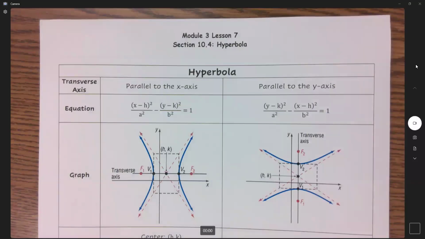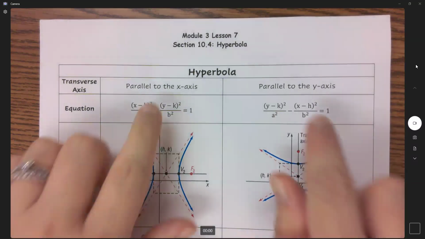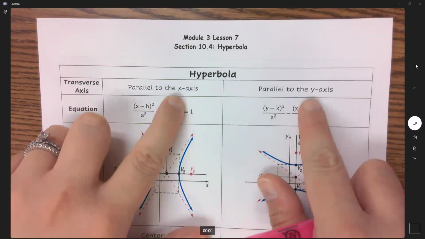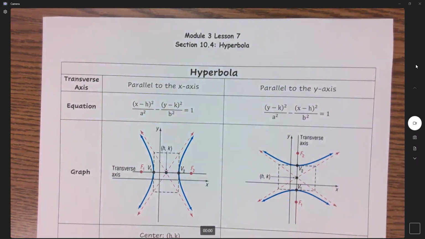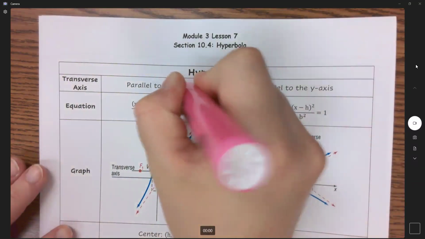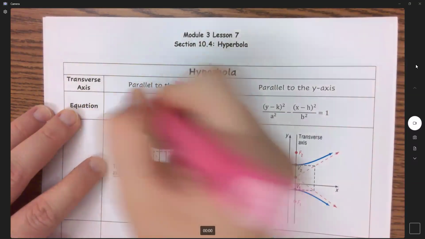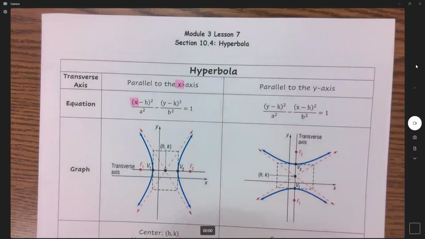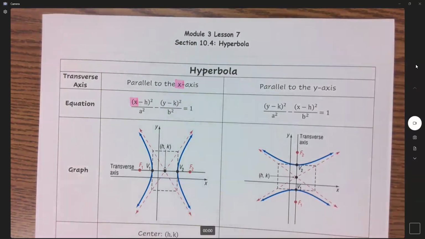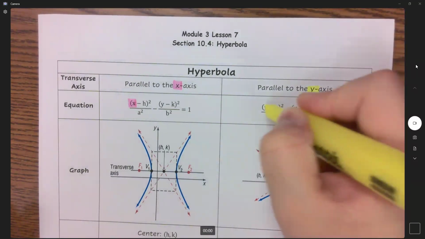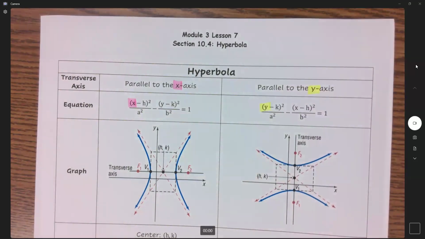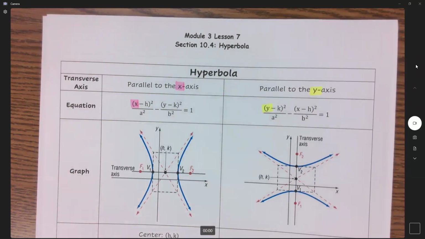So up until this point, we have only graphed hyperbolas that are centered at the origin. We're now going to start shifting that. We can still tell if the transverse axis is parallel to the x or to the y by what comes first. So it is parallel to the x-axis if your x comes first. It'll be parallel to the y-axis if y is first. X is positive, y is positive.